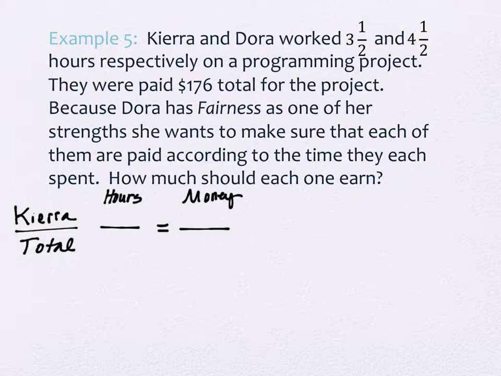Now, the problem is we don't know how much each girl made individually, but we do know the total amount of money that they had made, right? Okay, so how many hours did Kiara work? 3.5. The word respectively always means that it's in order. So Kiara is listed first, so her hours are listed first. Dora is listed second, so her hours are listed second. That's what that word means.